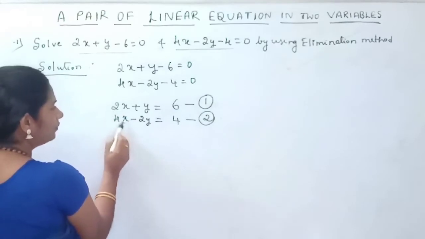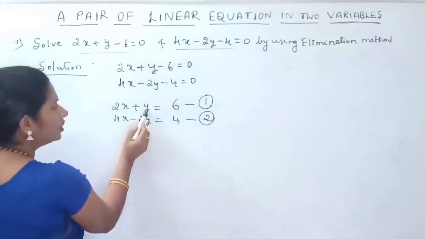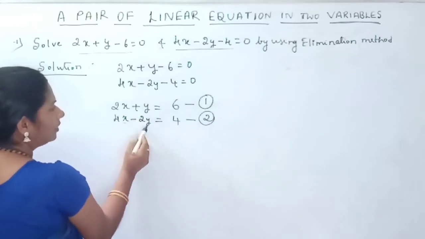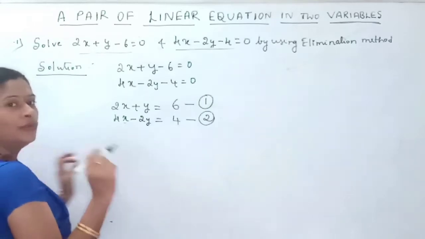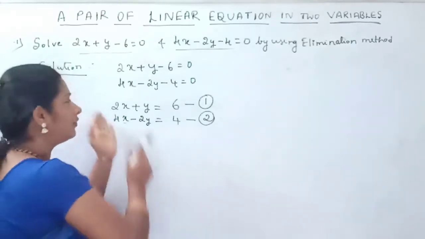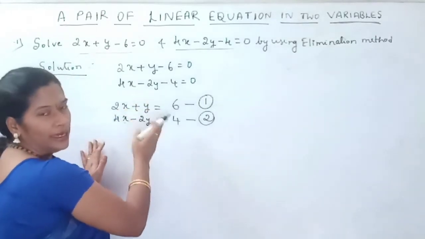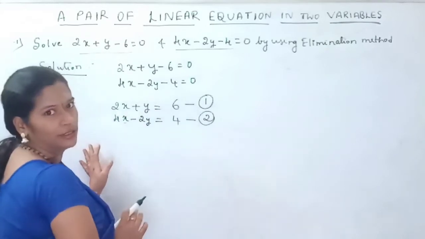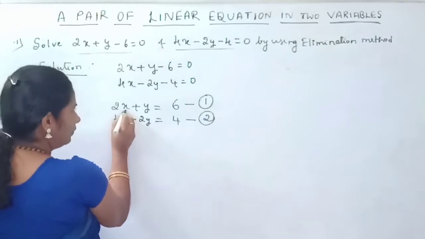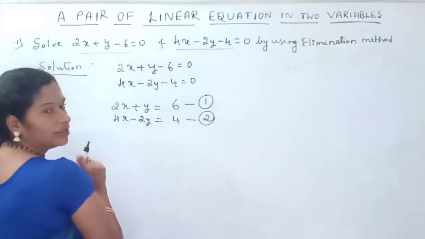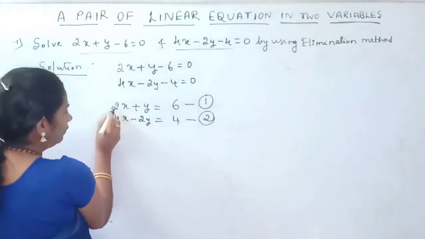Now you have to see that coefficient of x is here 2. Now coefficient of x is 4. Now here coefficient of y is 1 and coefficient of y is minus 2. Now what we have to do? Now we have to make the coefficient of either x or y equal to eliminate. So now what I'll do? Now I'll make the coefficient of x equal.